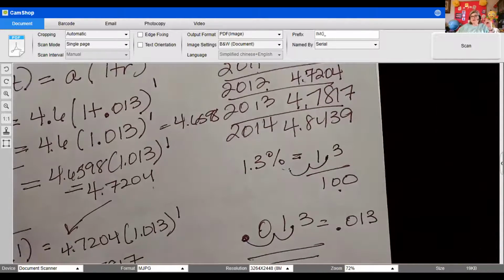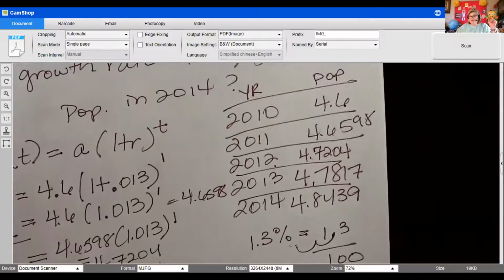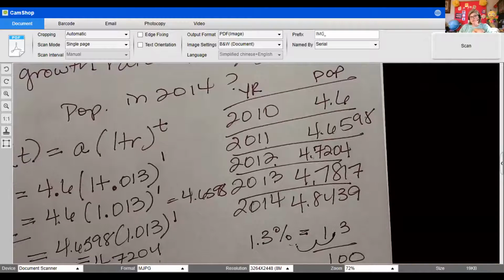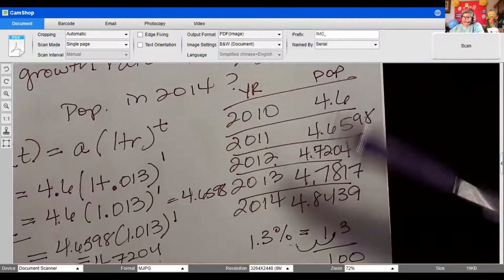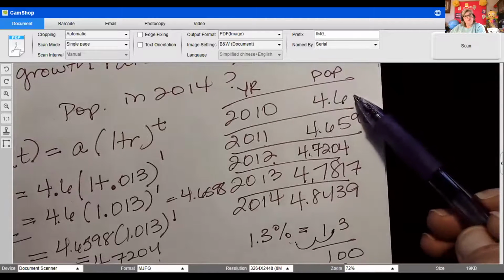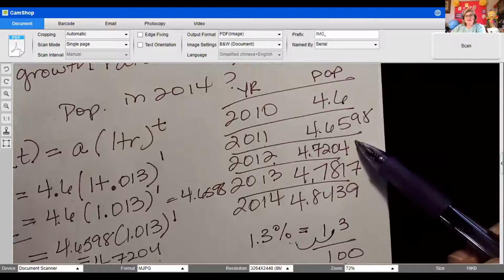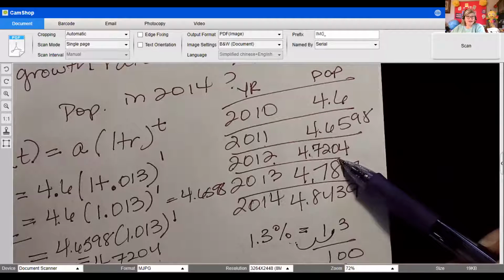Now let's do some double checks. Let's look at some things. We know that this is a growth model, or at least that's what we were told, population growth. So let's look at our calculations. We've got 4.6, 4.65. Did it go up? Yeah, it did. 4.65 to 4.72. Is that an increase? Yes.